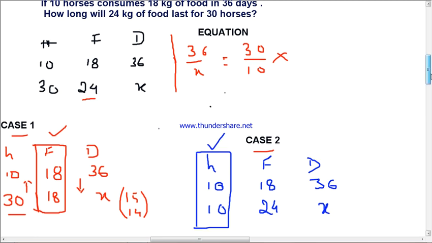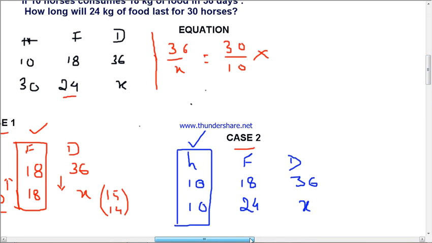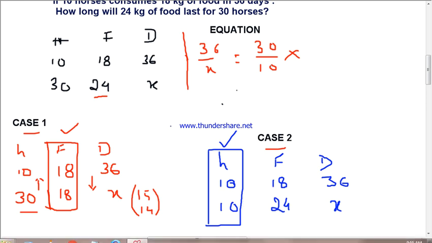Now again, a little bit of common sense is required. You see 10 horses, that is your assumption, and the food is lasting for 36 days when you have 18 kg of food. Now you have the same number of horses, same number of mouths to be fed. This time you have more food with you. You put in extra food, 6 more kg, making it 24 kg. If you put in extra over here, how long will the food last?